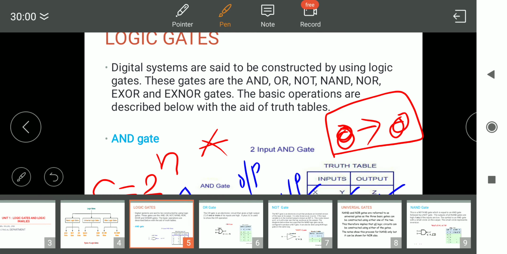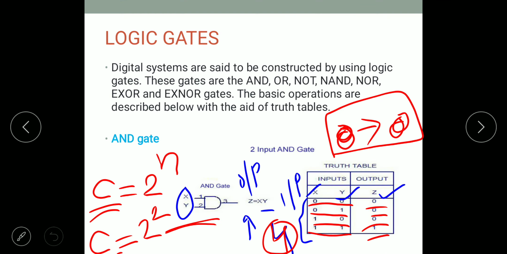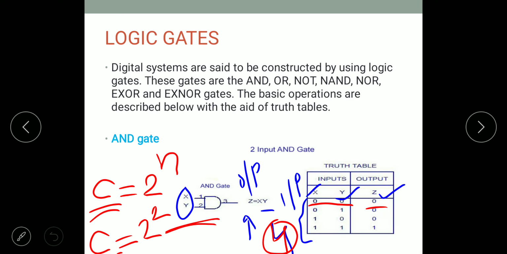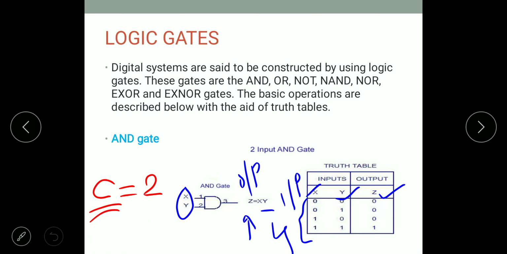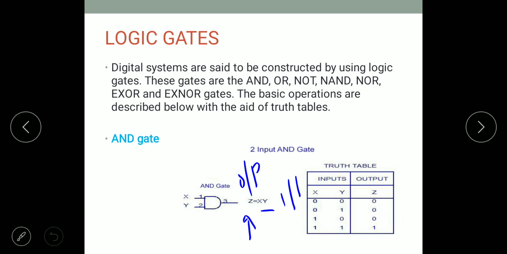Okay, this is the AND gate. So if we see the truth table of the AND gate, and then find the truth table of the NAND gate, what do we have to change? Because we saw that a NAND gate is not AND.